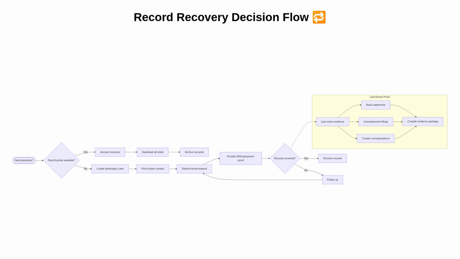This flowchart shows the decision path. It starts with the need for pay stubs. If the payroll portal is available, proceed with account recovery, download all pay stubs, and archive them. If the portal is unavailable, you locate the bankruptcy case, identify the trustee's contact, submit a formal request, and provide proof of identity and employment. If records are received, you archive them. If not, you follow up. In parallel, a last resort branch instructs you to assemble alternative evidence, like bank statements, unemployment filings, and trustee correspondence, culminating in a compiled evidence package.